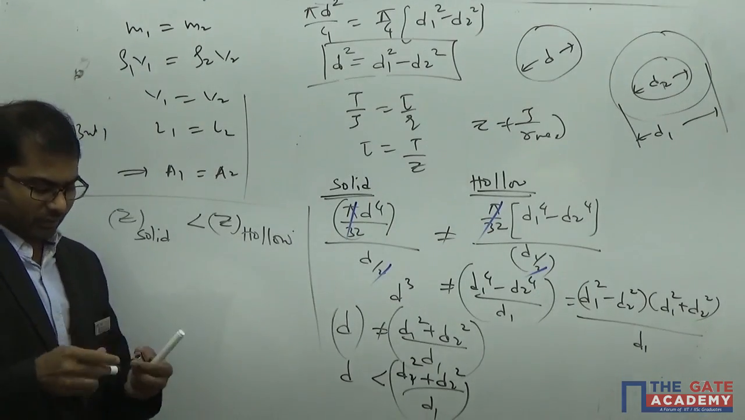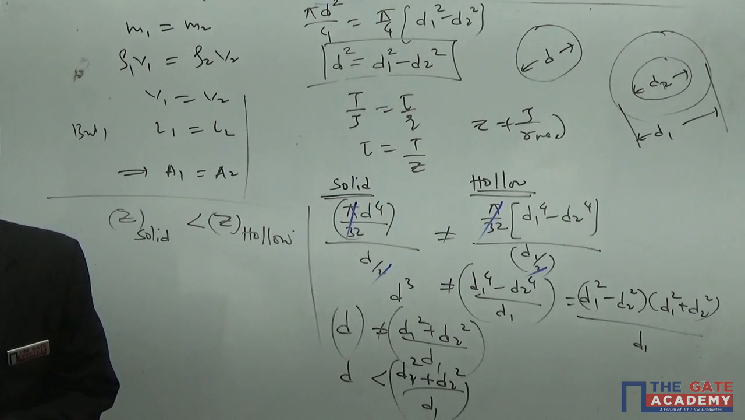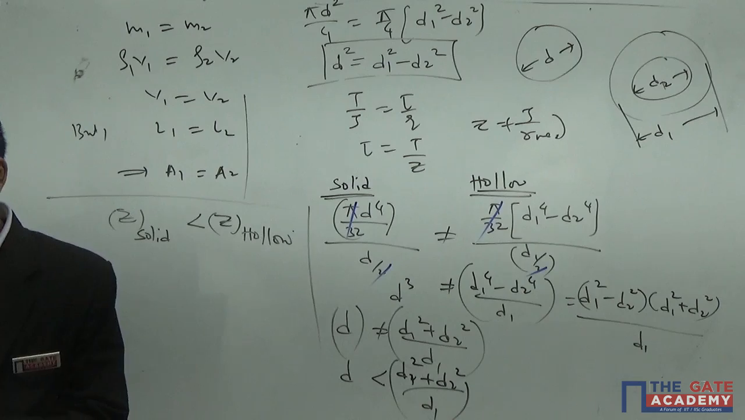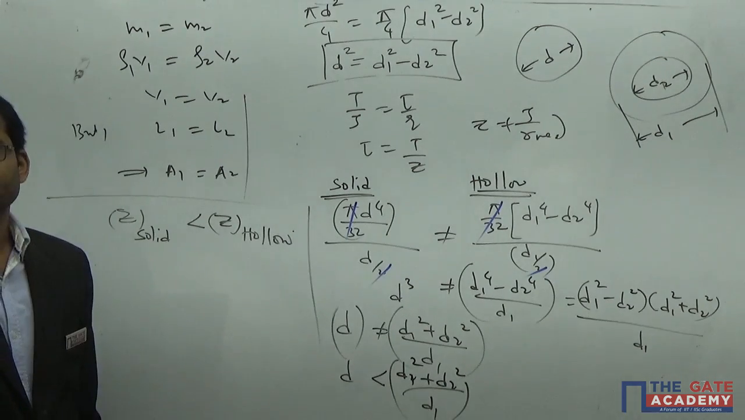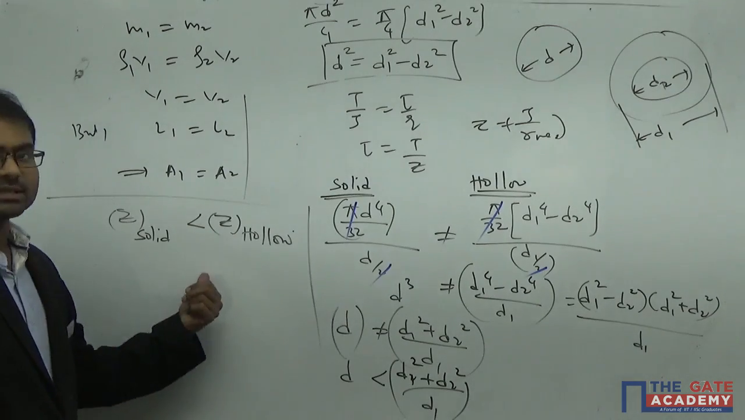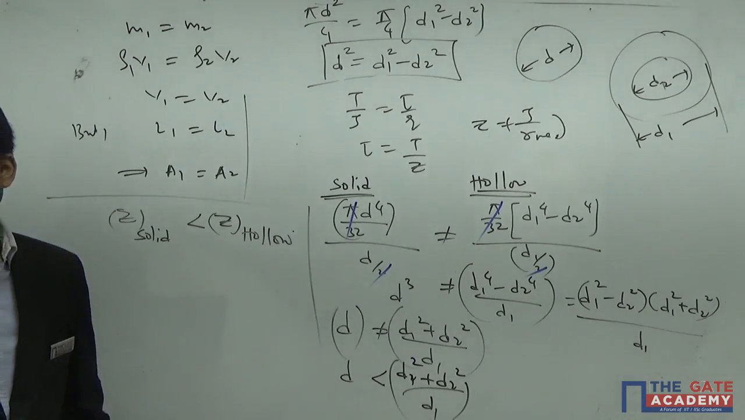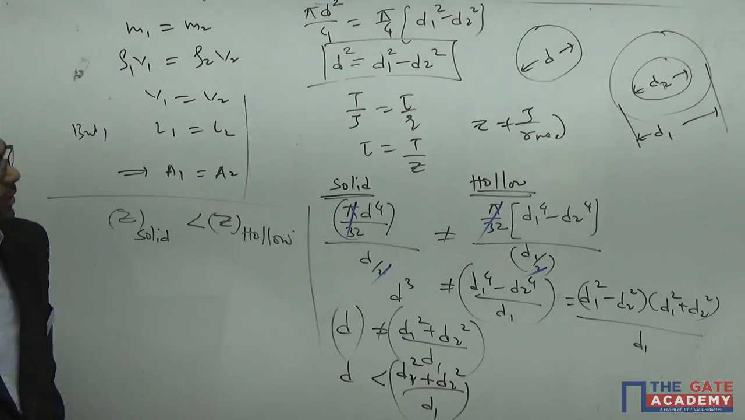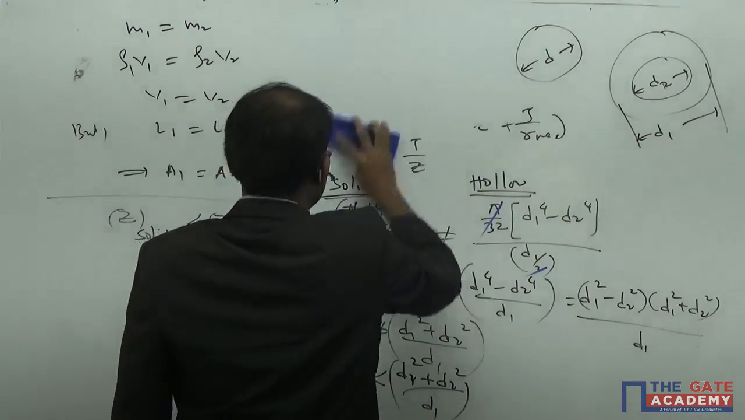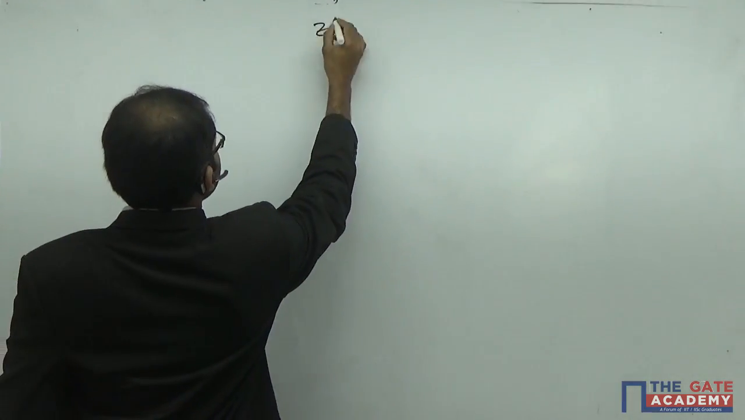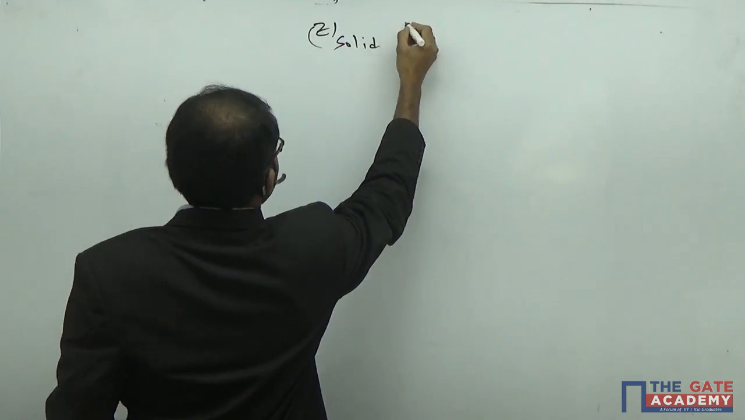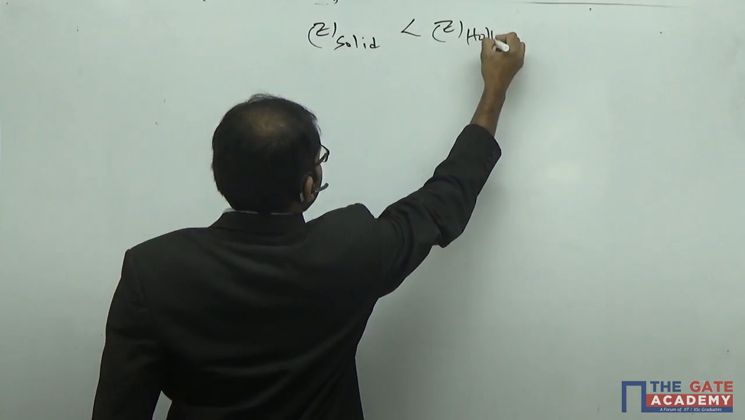So from this I will get a very important result. Finally you're going to get this result: Z of the solid shaft will be less than Z of the hollow shaft. So we got the result that Z of the solid is lesser than Z of the hollow here.